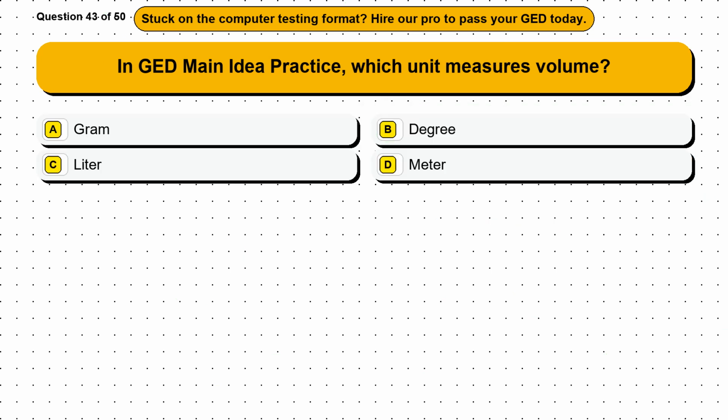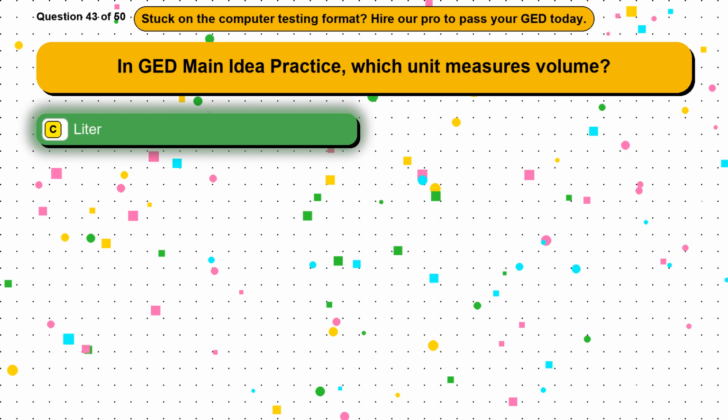Question 43. In GED Main Idea Practice, which unit measures volume? Option A gram. Option B degree. Option C liter. Option D meter. The correct answer is option C.